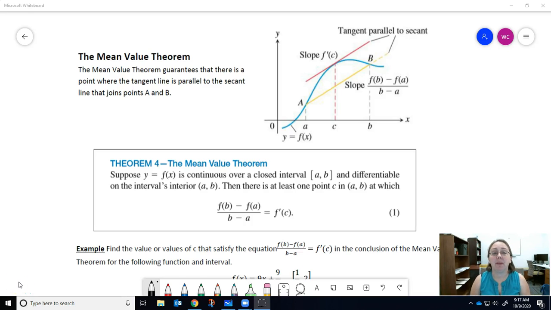Hi everyone, we're going to talk about the mean value theorem in this video. Alright, so there's a picture here to help us understand what this theorem tells us. Let me read the paragraph first. The mean value theorem guarantees that there is a point where the tangent line is parallel to the secant line that joins points A and B.